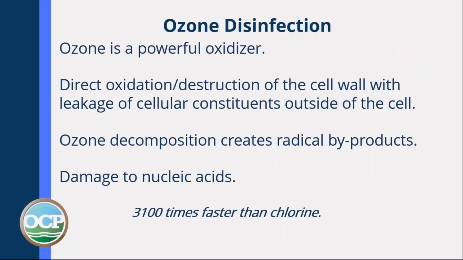It's a powerful oxidizer. Direct oxidation and destruction of the cell wall with the leakage of cellular constituents outside the cell. Ozone decomposition creates radical byproducts. It can cause damage to nucleic acid. And there's a line in the book that says it's 31 times faster than chlorine, but we can't find a reference for that.